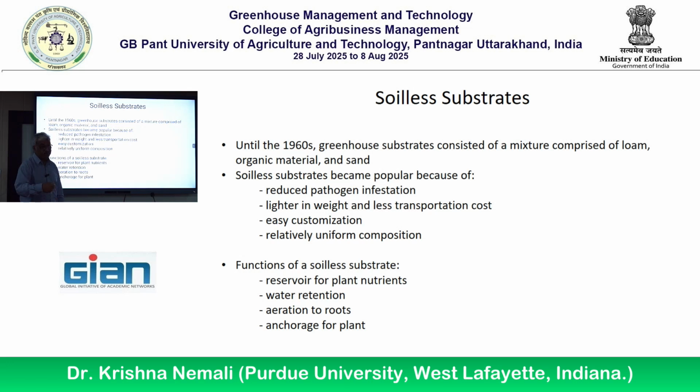They used to fill, I mean, even probably today in some greenhouses, maybe they're filling loam and sand and that type of soil. But we'll learn about that, why it is not good. I'm going to show you that slide. But around the 60s is when soilless substrates became popular. But until that time, they were using loam, organic material, organic media, and then some sand. They used to mix them and put them in a pot and grow plants.